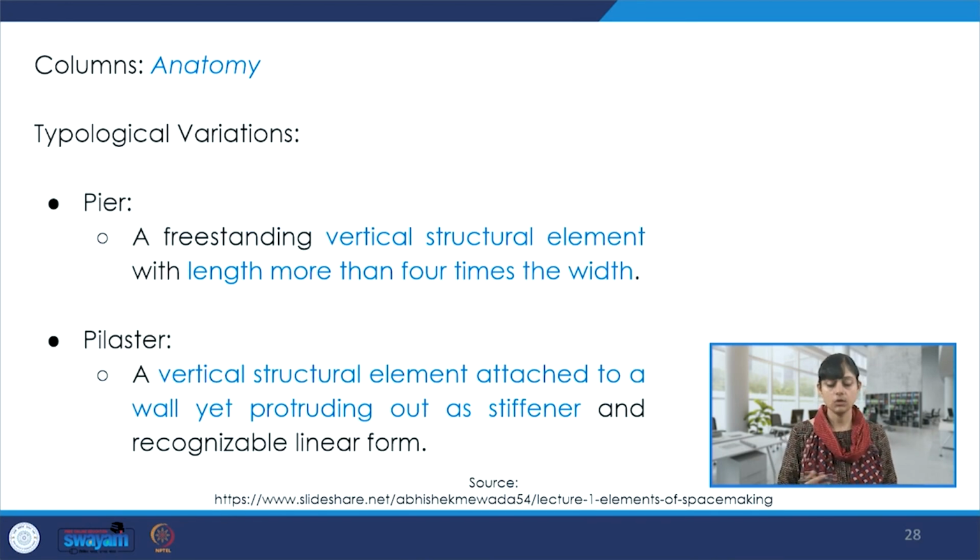We also come across the term pier, and it is a vertical structural element where the length is more than 4 times the width. Then there is a pilaster. It is also a vertical structural element. It is attached to a wall, yet it is protruding out as a stiffener. So it has a very recognizable linear form.